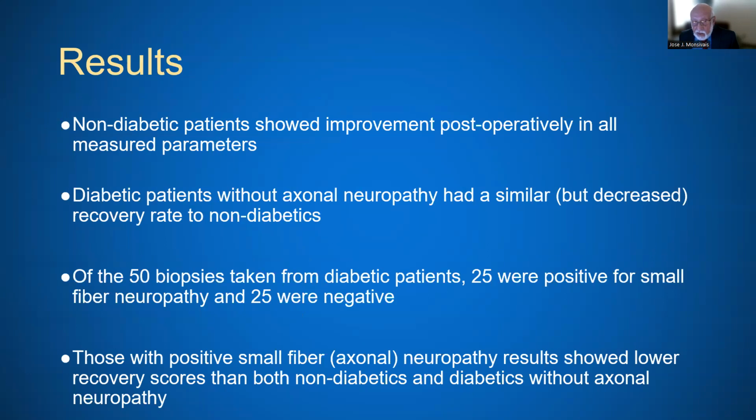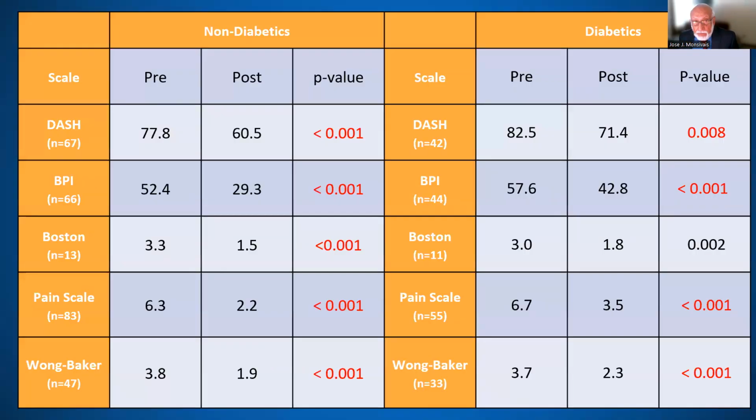Those with positive small fiber or axonal neuropathy showed lower recovery scores than both non-diabetics and diabetics without axonal neuropathy. There's the comparison of the two scales showing the DASH score, which did not reach statistical significance in diabetics.